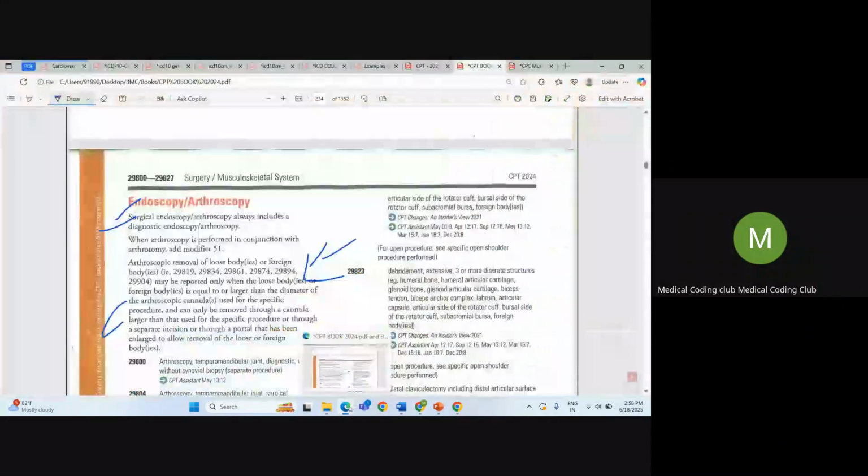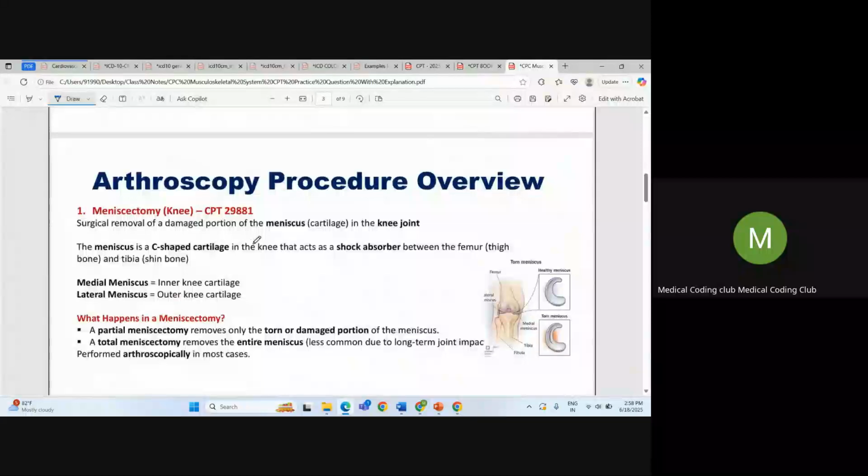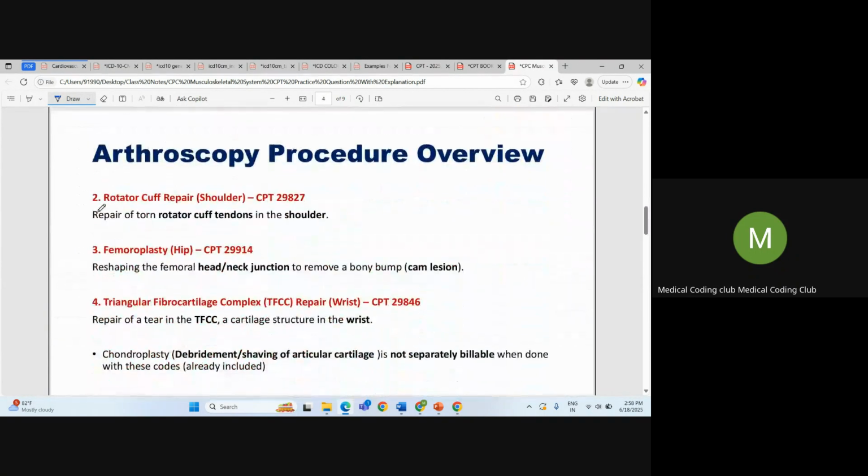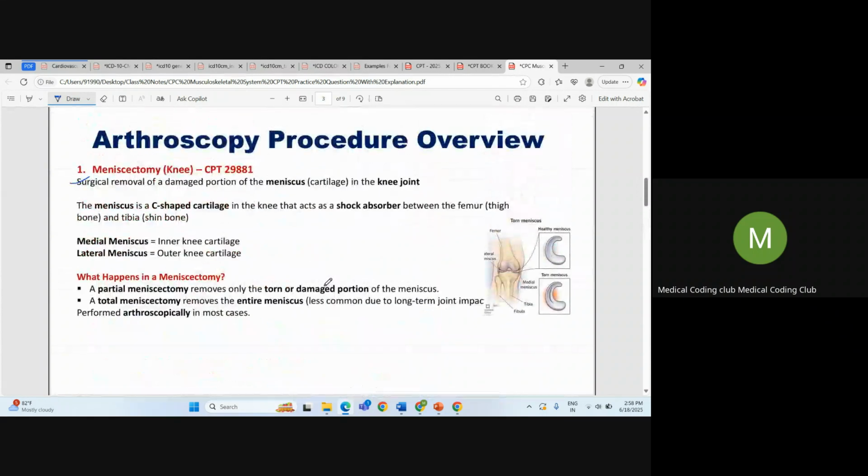Now we will understand a few procedures and how they are performed, and each procedure is very unique. In the exam, you will definitely get one procedure under arthroscopy. They can ask about meniscectomy, rotator cuff repair, femoroplasty, or TFCC. Any one procedure is a must.